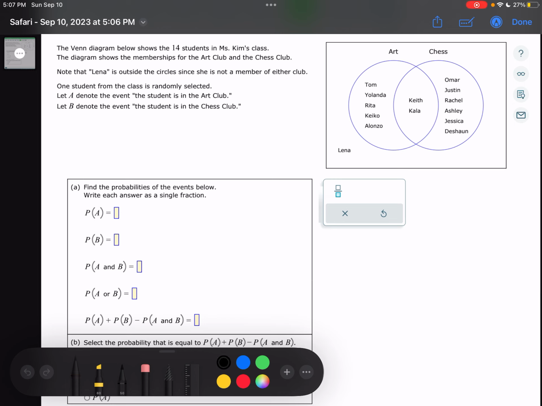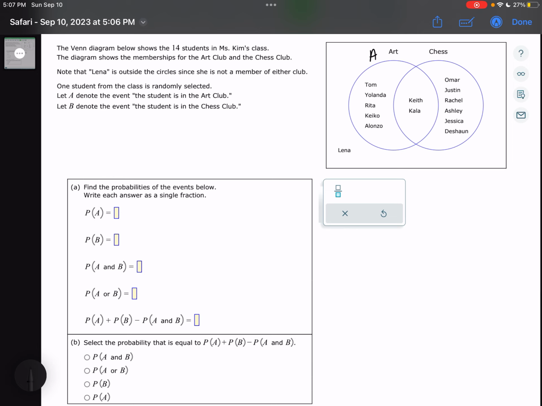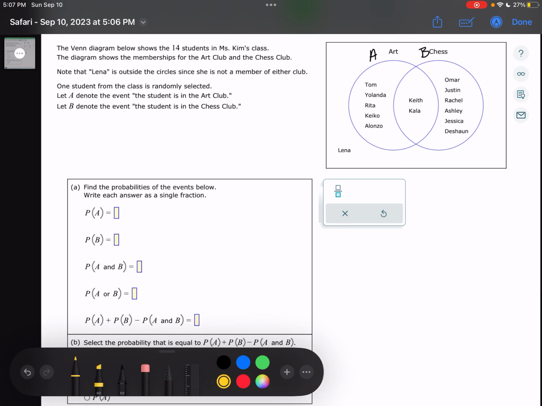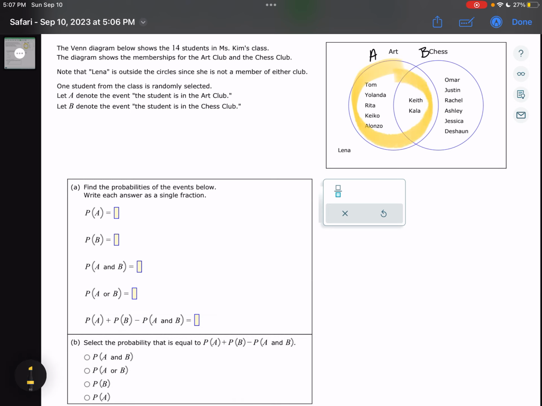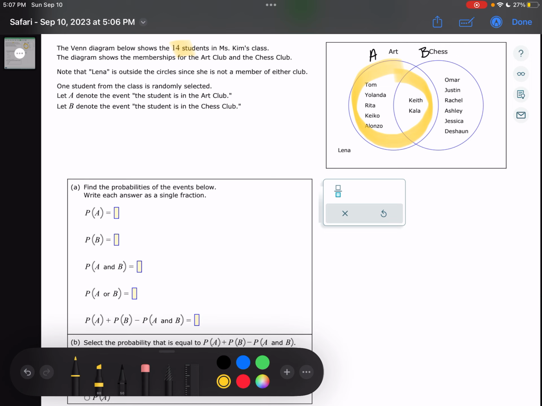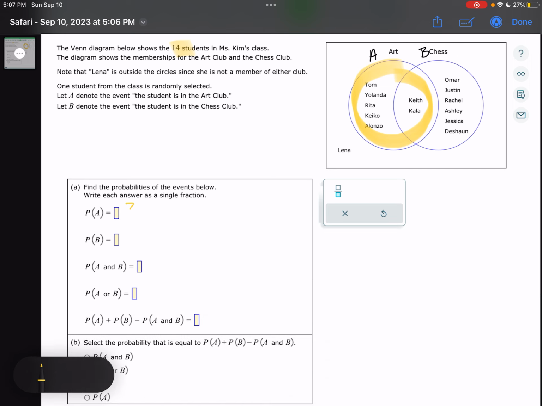So the probability of, this is our A circle and our B circle. A here is this whole circle, and we had 14 students. So I have 1, 2, 3, 4, 5, 6, 7 out of the 14, which is 1/2.